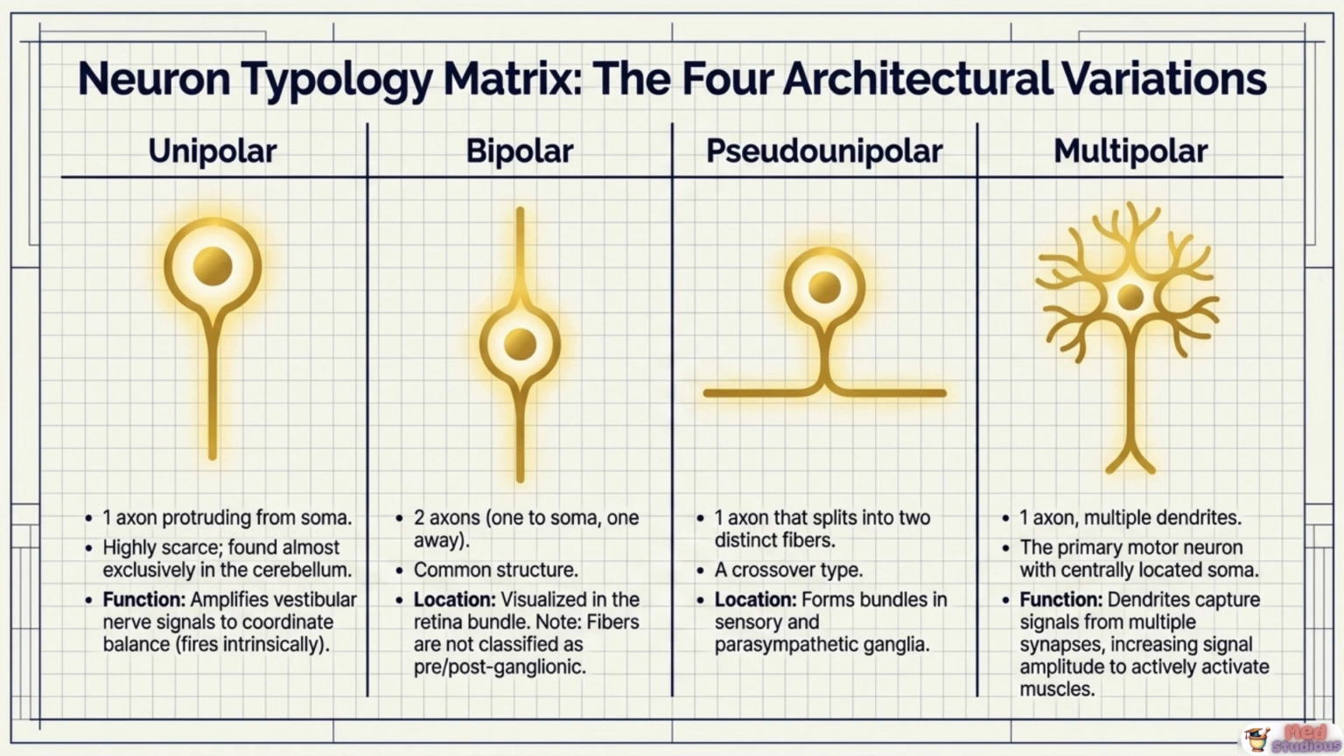Third, the pseudo-unipolar neuron. This fascinating crossover type has 1 fused axon leaving the soma that immediately splits into 2 distinct long fibers. You will heavily find these packed into bundles within your sensory and parasympathetic ganglia. Finally, the multipolar neuron. This is the classic primary motor neuron, featuring a single axon but multiple highly branched dendrites. These complex dendritic trees capture thousands of incoming signals from multiple synapses simultaneously, increasing the overall signal amplitude required to actively stimulate and contract your muscles.